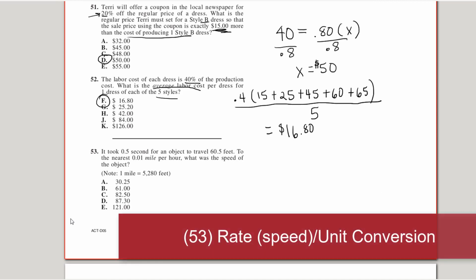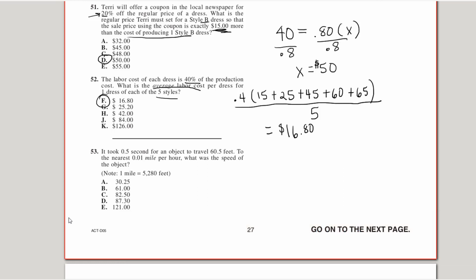Question 53, we're back to not using that chart, we're on our own. It took 0.5 seconds for an object to travel 60.5 feet. To the nearest 0.1 mile per hour, what was the speed of the object? And we're given this special note that 1 mile equals 5,280 feet. Clue: we're given answers in seconds and feet, and we're asked for an answer in miles per hour. So we're going to have to make use of this conversion factor.